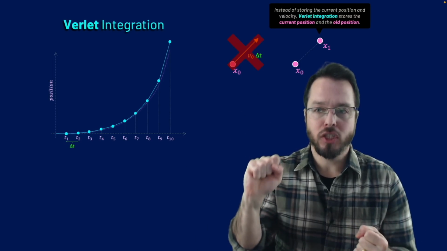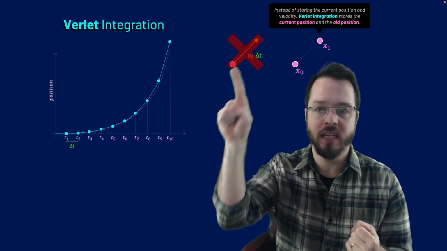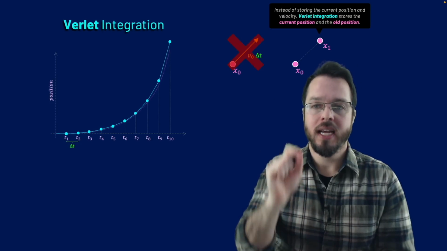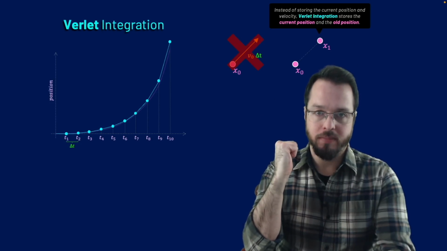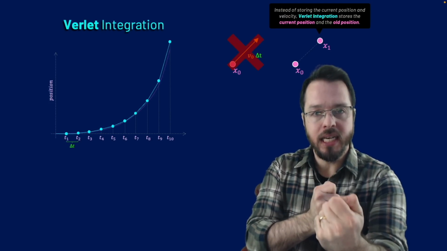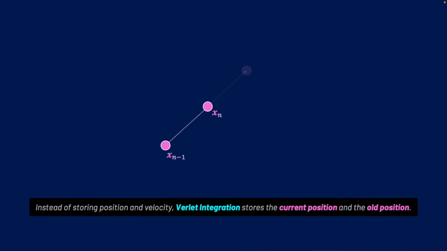Instead of storing the position and the velocity, which we did with Euler, for example, Verlet integration does not store the velocity anymore. Verlet integration stores the current position and the old position. So we do not store the velocity of that object. We are only dealing with the current position and the old position. This is why we also achieve numerical stability. We don't lose lockstep between position and velocity. Given the current position and the previous position, we always try to keep things stable. This is what Verlet tries to accomplish.